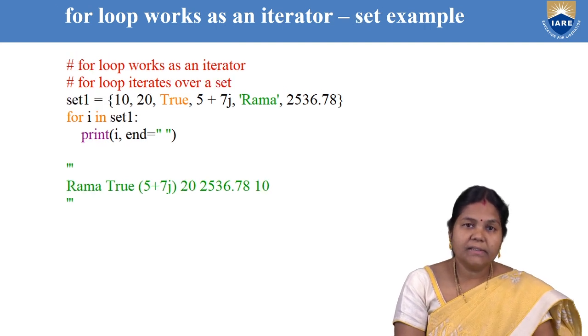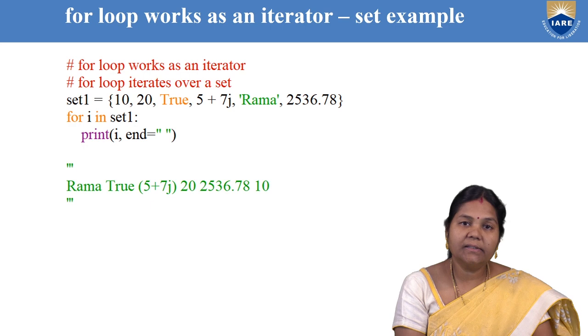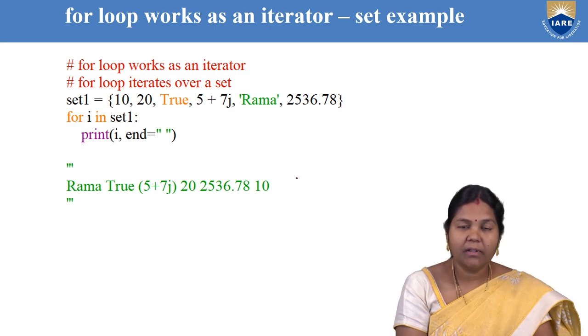Now let us discuss another example, how the for loop works as an iterator for a set also. A set is a collection of mixed type of values, but in a set the elements are not in order. It is an unordered collection of items. So we cannot say which element is going to be displayed first, which is second and so on.